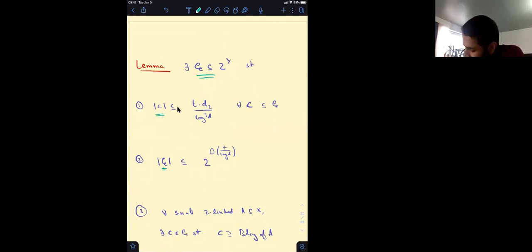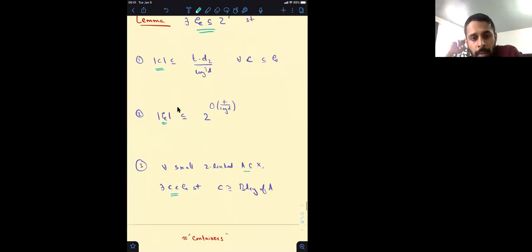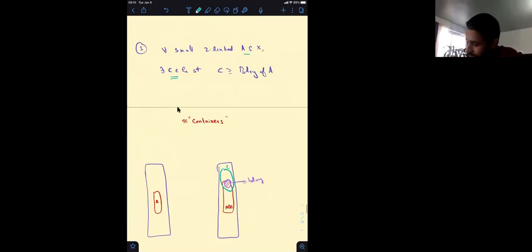But the point is that for every small two-linked A, there is some set in this family that contains the boundary of A. And this is much smaller than you would expect from any naive bound. So it's like a container for all the boundaries. And the point is that the boundary actually contains a lot of information about A. So let's stare at this.